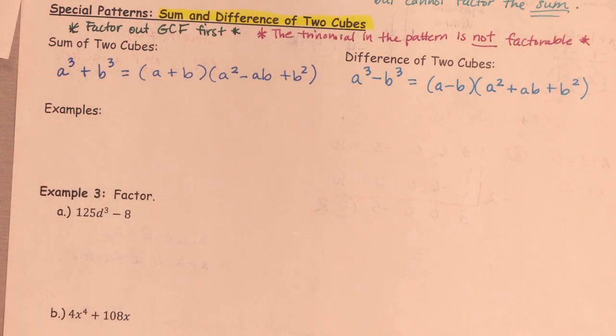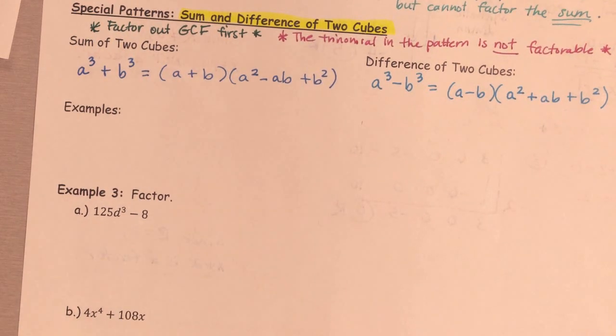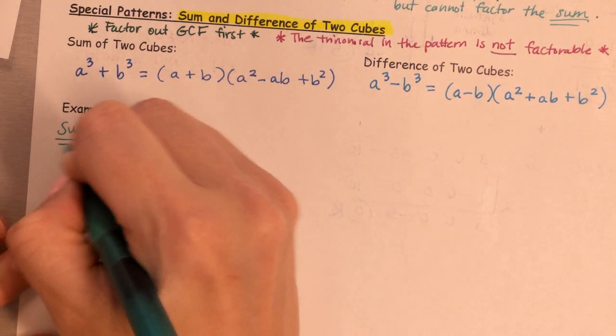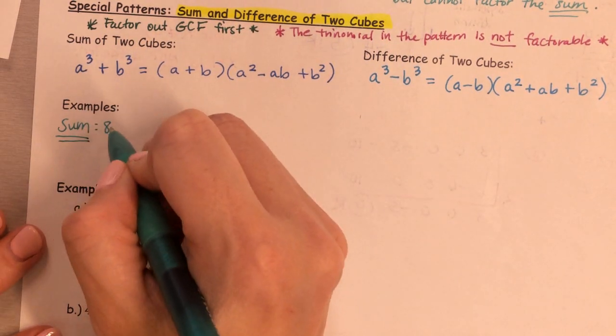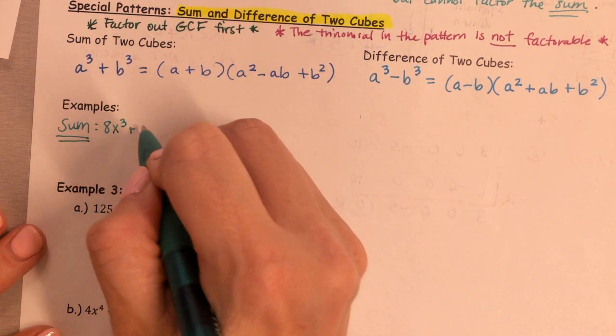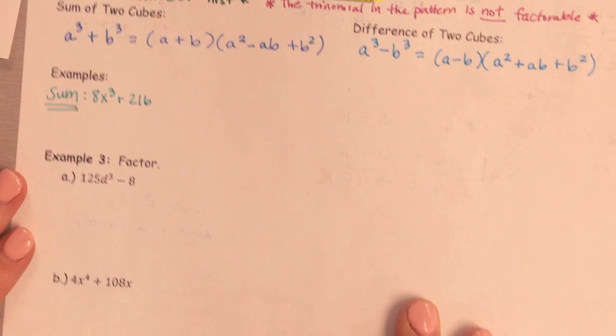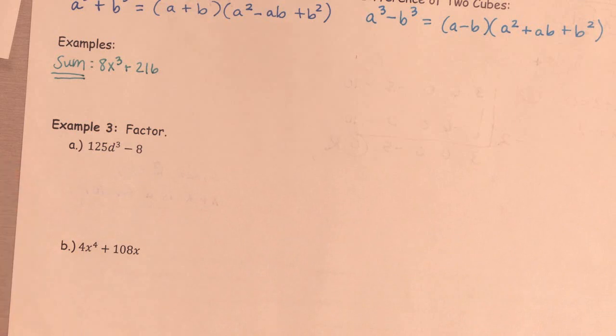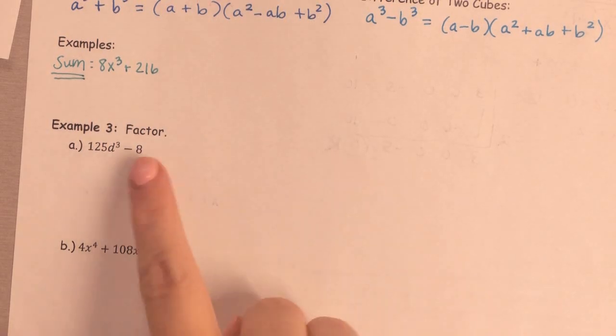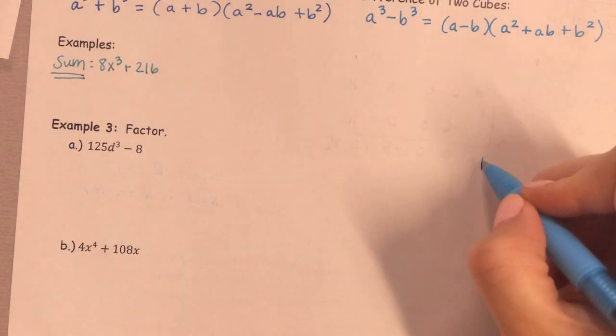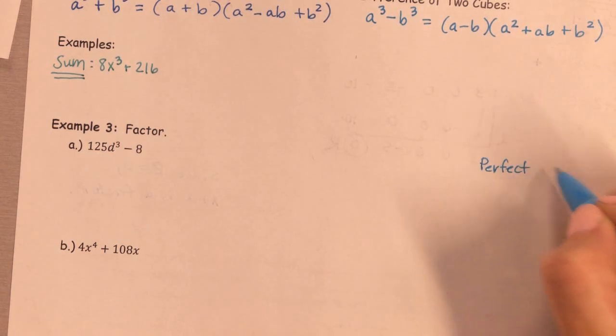All right, so we're going to do a couple of examples together. So the first one we're going to look at is the sum. Okay, so we have 8x cubed plus 216. Okay, and then before we get started, we are going to make a list of our perfect cubes. So let's do that. Make it even with factor. So we're going to give ourselves some room here. Okay, let's talk about our perfect cubes.